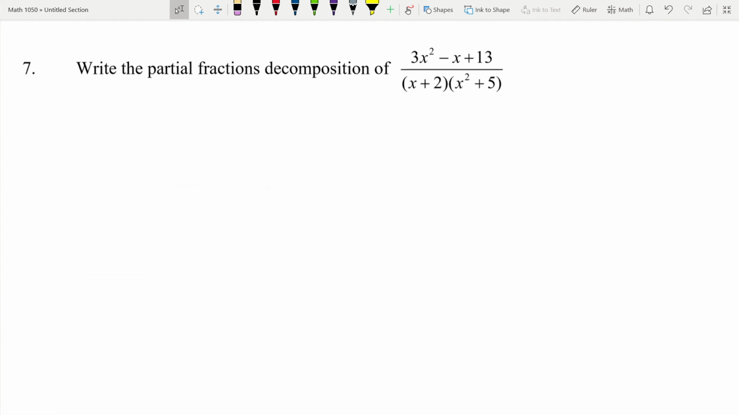Okay, question number 7. This one's different, okay? This one's different. Okay, so let's write it down.